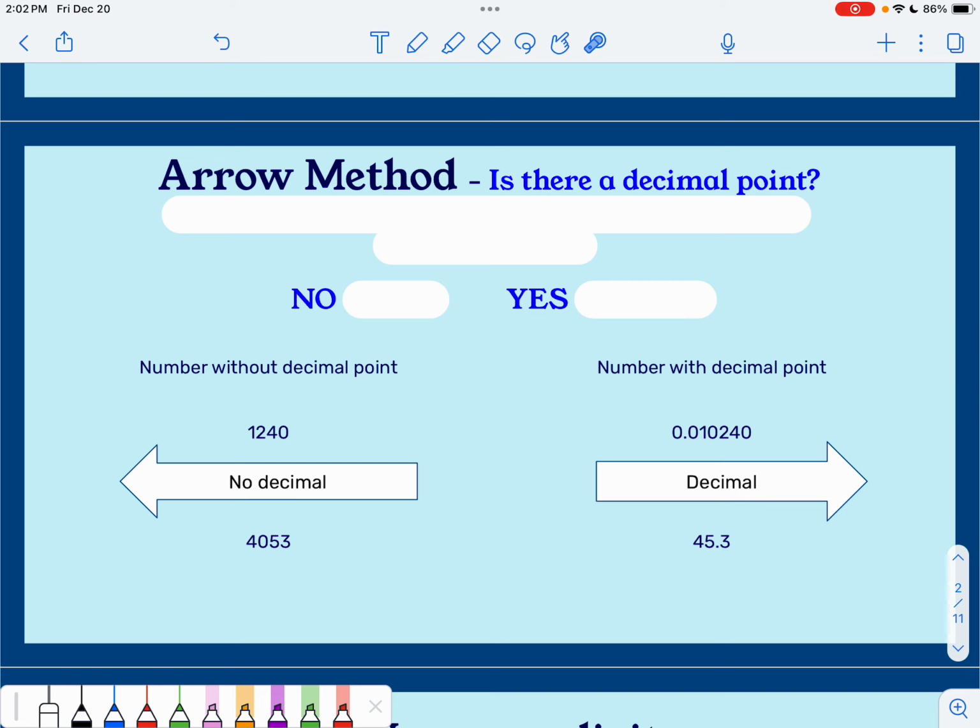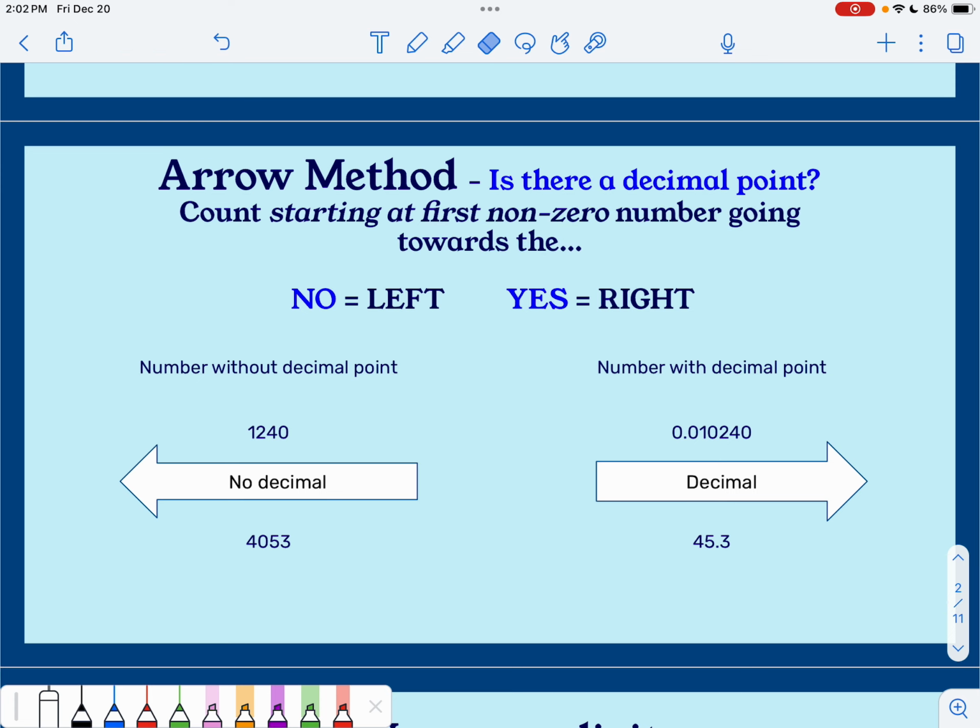If the answer is no, you're going to think left. No equals left. And you can see this arrow is pointed to the left, and we're going to get into that. If the answer is yes, there is a decimal point, you're going to think yes is right. An easy way to remember this is yes is right, no is wrong, no is left. You really just have to remember yes is right and then no is left, because it's the opposite of what's correct, it's wrong. So how does this help us? You are going to count starting at the first non-zero number, going towards the direction we just talked about.